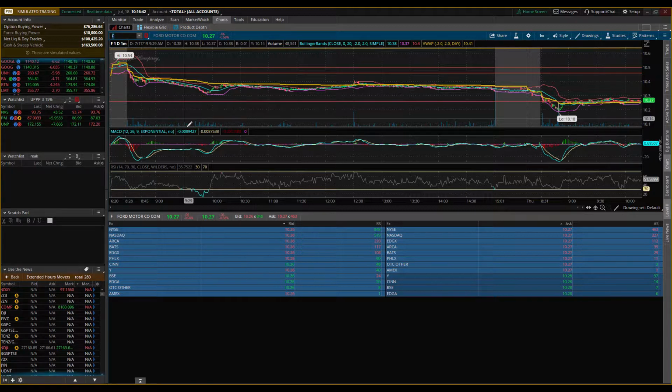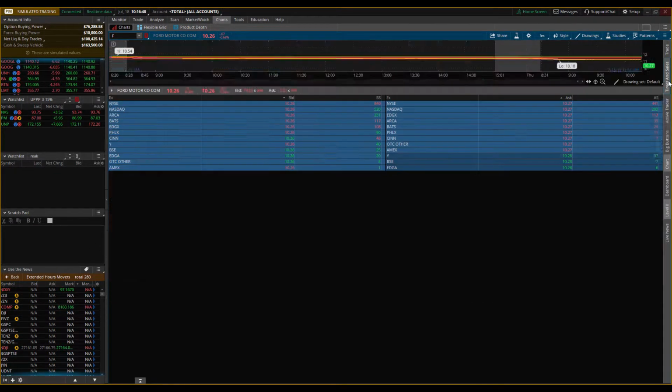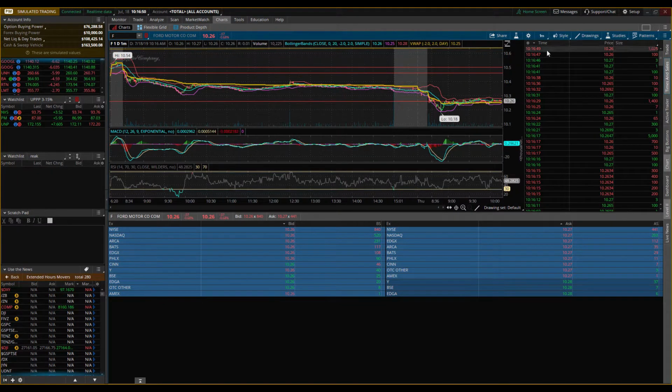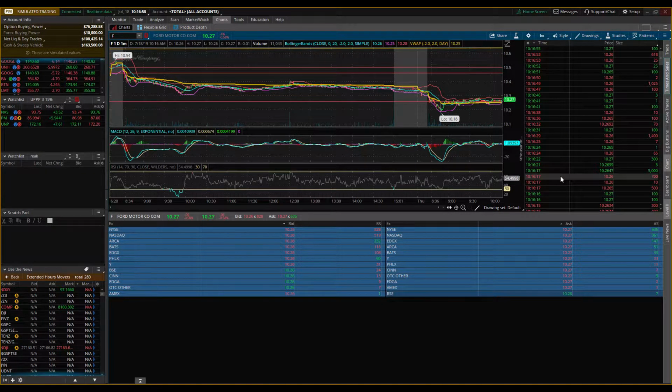Moving on, we're going to go into the time and sales. This is another tool that can and should be used with level 2 data. As you see, I just opened time and sales right here. What this is, it shows the volume, price, direction, and the date and time for each trade. And it is a real-time data feed. So this data over here is real-time data.